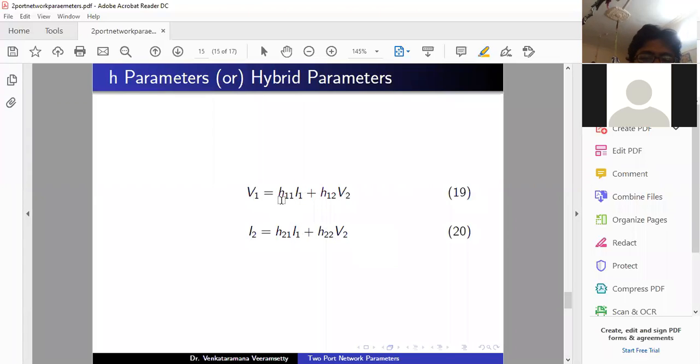That means V1 equals H11 into I1 plus H12 into V2, and I2 equals H21 into I1 plus H22 into V2. So these two equations are required for us to calculate the hybrid parameters of any two-port network.